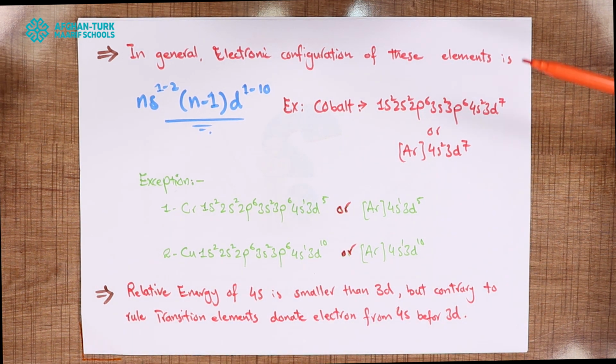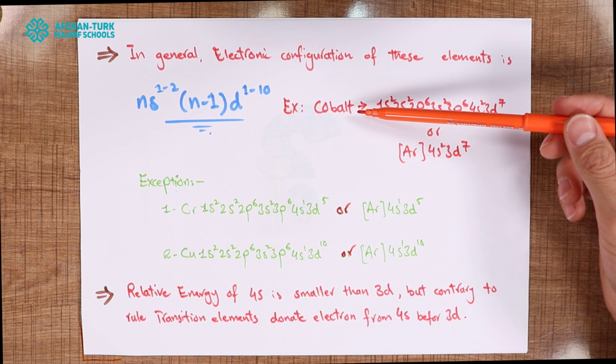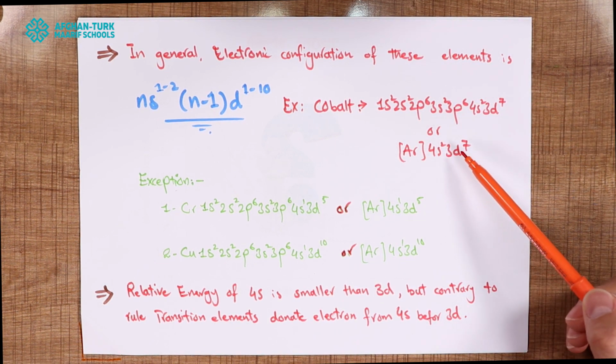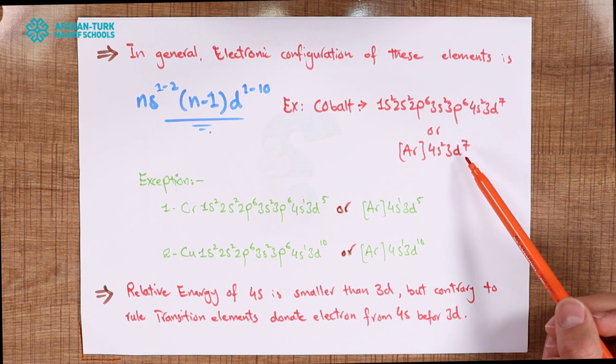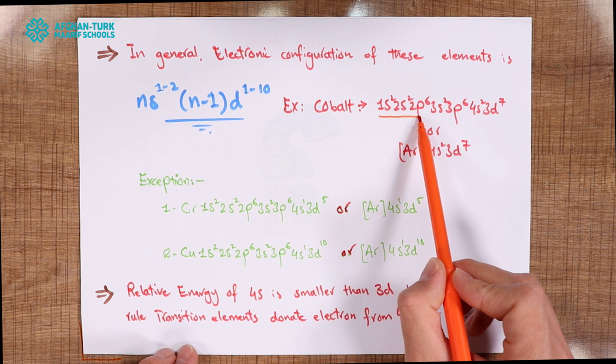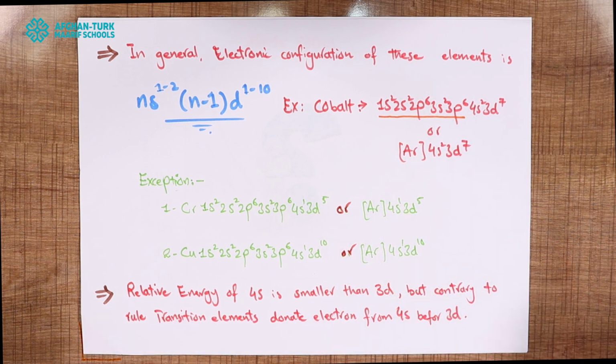Let me show you an example. For example, we have cobalt over here. The electronic configuration of cobalt is argon 4s2 3d7. Why do we call it argon? Because from here 1s2 to 3p6, this is the electronic configuration of argon.